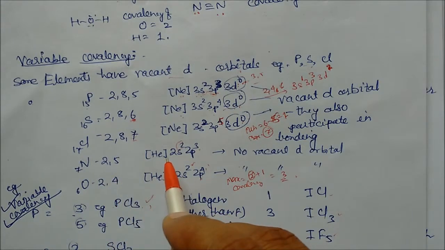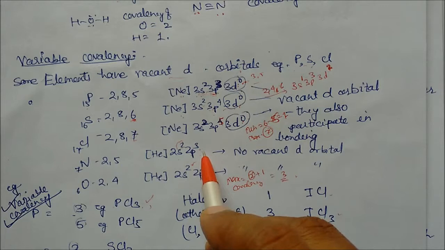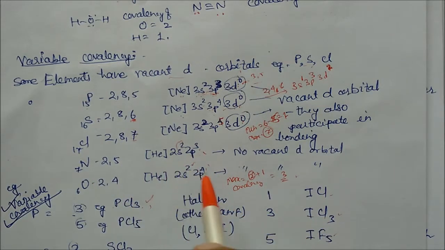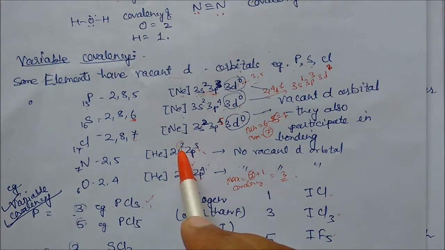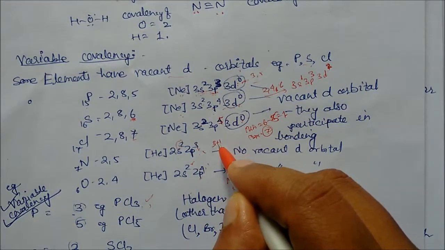Nitrogen is 2,5, helium 2s2, 2p3. Here it is not possible, because the second orbit does not contain d orbitals. So the maximum covalency of nitrogen is not more than 3 from its unpaired electrons, but the lone pair electrons can also be involved in bonding. So 3 plus 1, the maximum covalency for nitrogen is 4.